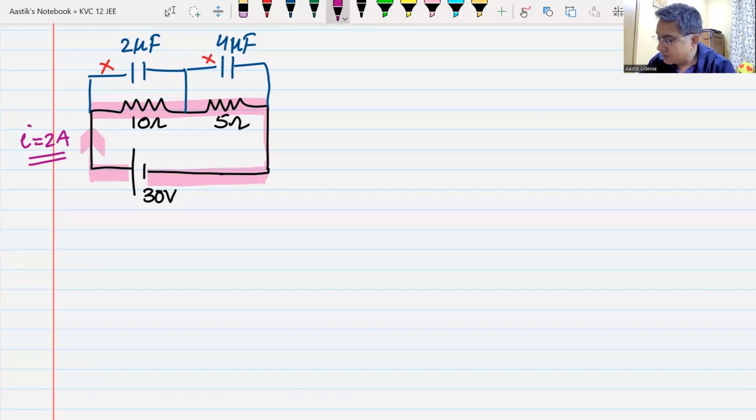Now you can find the potential difference between this point and this point, A and B. How much will be that? 20 volt. You can find out the potential difference between B and C. That is 10 volts. Now you can find out the charge on this capacitor.